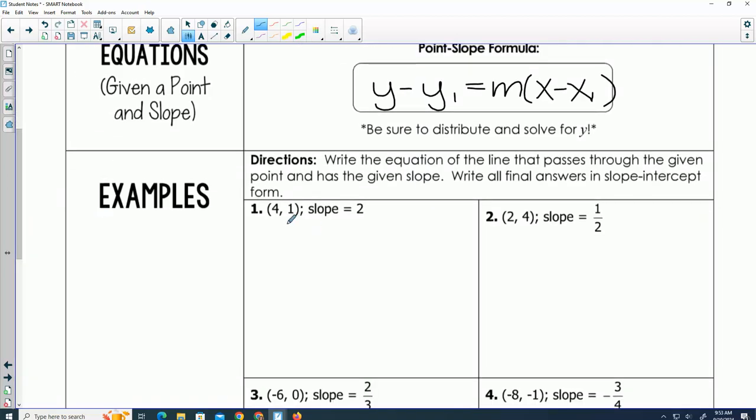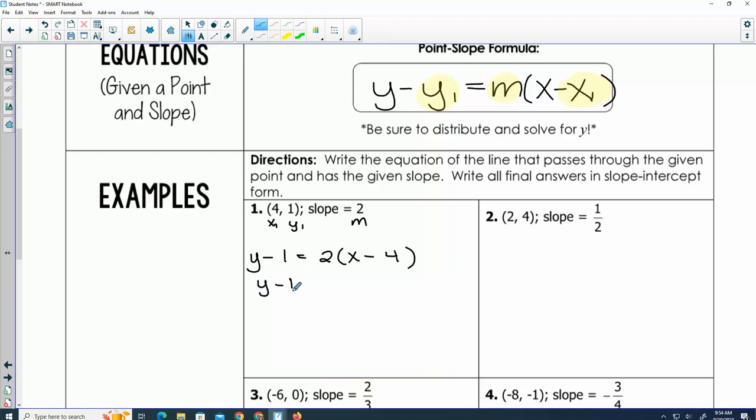So number 1. In an ordered pair, think alphabetical order. This is my x1 and my y1. Slope is my m. So my equation, y minus y1. What is my y1? 1. Equals m, which is 2, times x minus the x1, which is 4. Alright, so in my equation, we are just plugging in these 3 values.